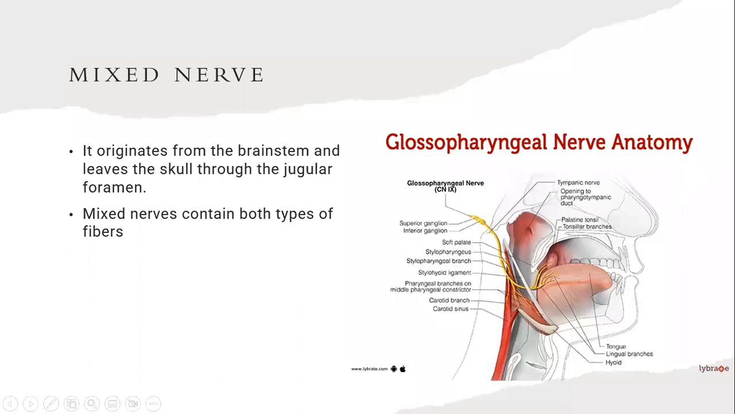So, the glossopharyngeal nerve is a mixed nerve, and mixed nerves contain both types of fibers, so they are both motor and sensory. This nerve originates from the brainstem and then leaves the skull through the jugular foramen. If you look at this picture right here, you can see the nerve is right here. So it's kind of in the back of the throat.